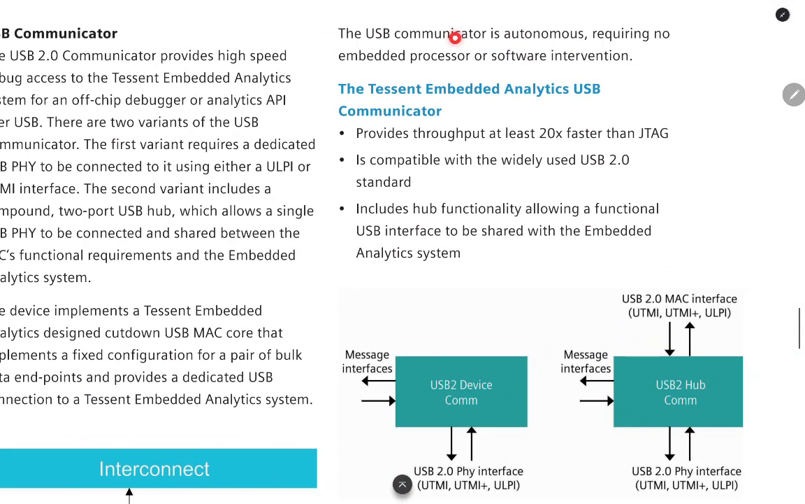The USB communicator is autonomous, requiring no embedded processors or software intervention. The Tessent embedded analytics USB communicators provide a throughput at least 20 times faster than JTAG, are compatible with the widely used USB 2.0 standard, and include hub functionality, allowing a functional USB interface to be shared with the embedded analytics system.